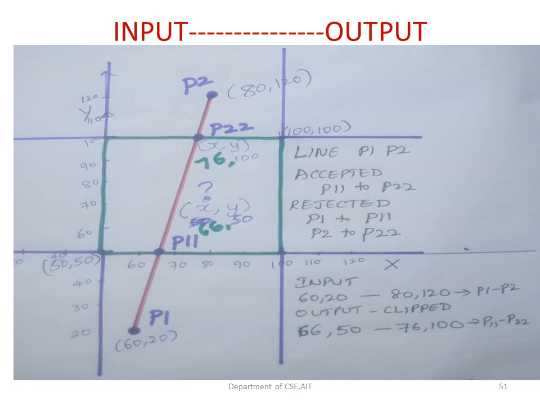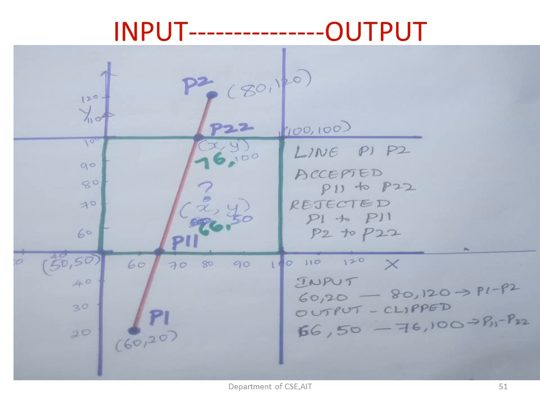Finally, in this picture I have summed up all the calculations we have done up till now. You have a line from (60, 20) to (80, 120). The first point of intersection, P11, will be considered, and we are going to reject the line from P1 to P11. For P11 we know the value of y because the clipping window value is given as 50. So we know the value 50. We have computed the x value, which is equal to 66.